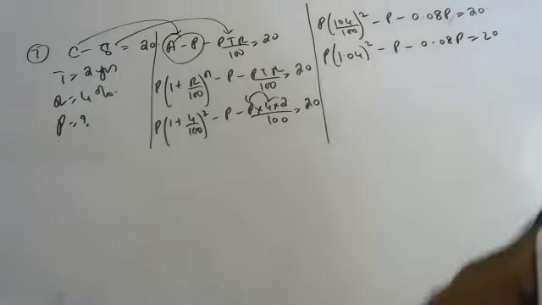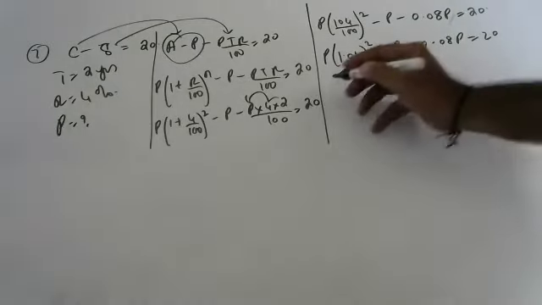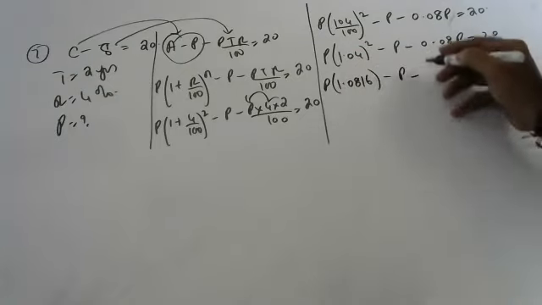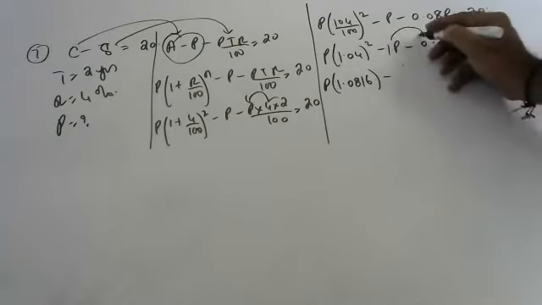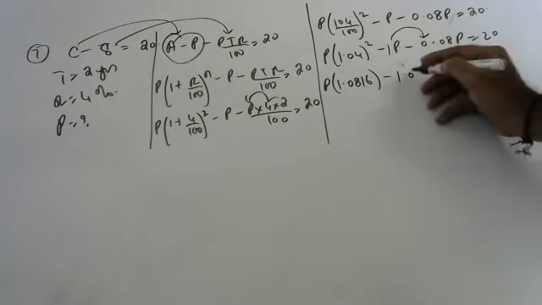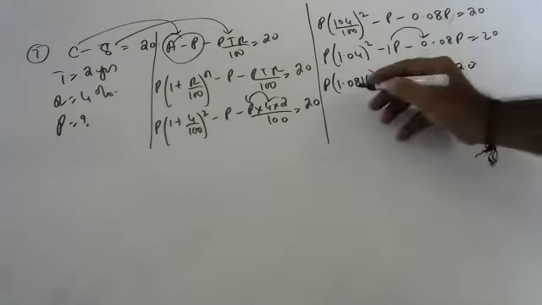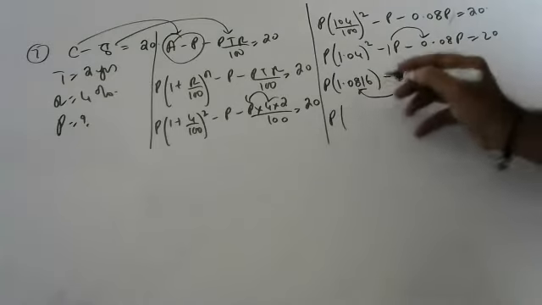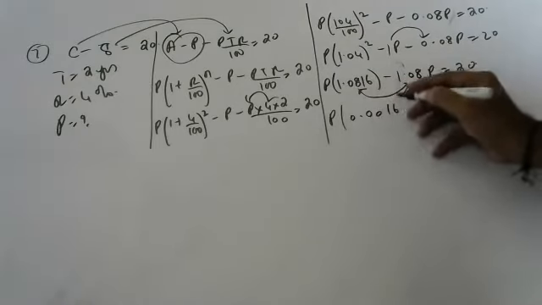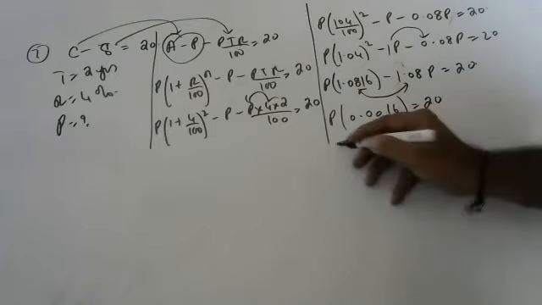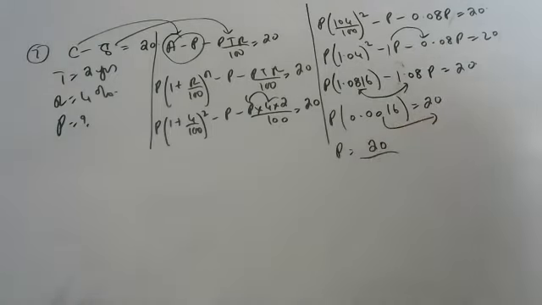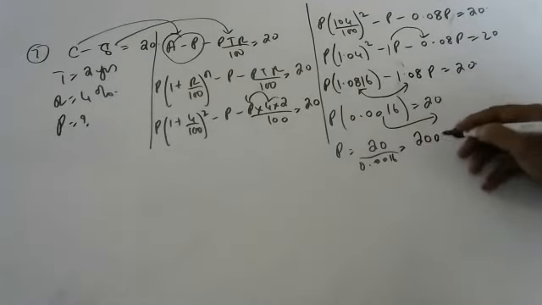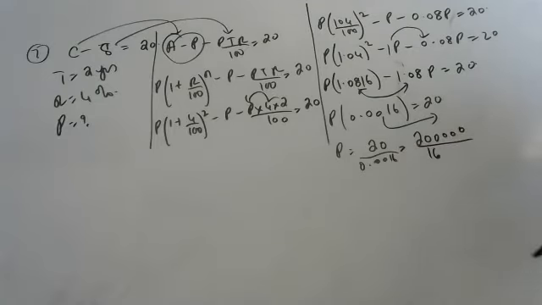Can anyone help me? 104 into 104, how much? 1.0816, minus P. Children, this is 1, minus 1.08. Can anyone help me with the difference between these both? 1.0816 and 1.08 gives 0.0016 P is equal to 20. P is equal to 20 by 0.0016, which is 20 by 16 with zeros.